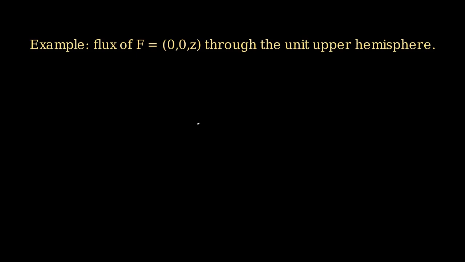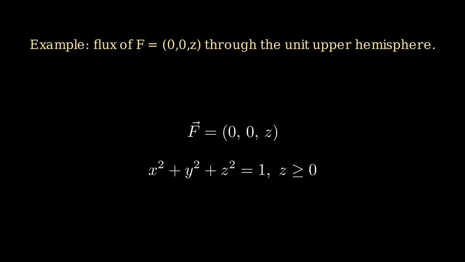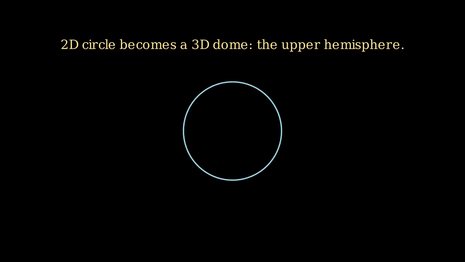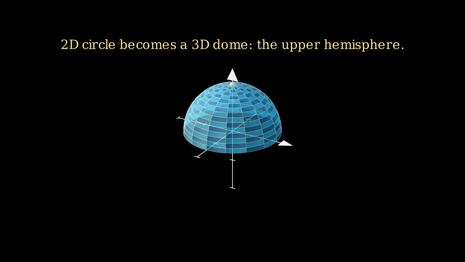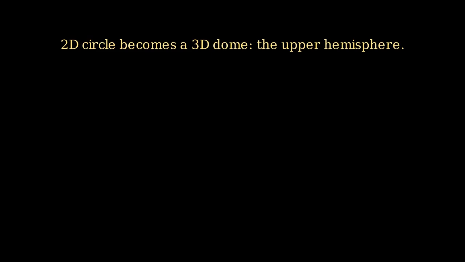We want to find the flux of the vector field F, which has components 0, 0, and z, through the upper half of a sphere of radius 1, centered at the origin, with the normal vector pointing outward. First, picture this surface. In 2 dimensions, it looks like a circle of radius 1, sitting flat in the xy plane. In 3 dimensions, that same circle becomes the curved dome of the upper hemisphere, rising up to a height of 1 at the very top.